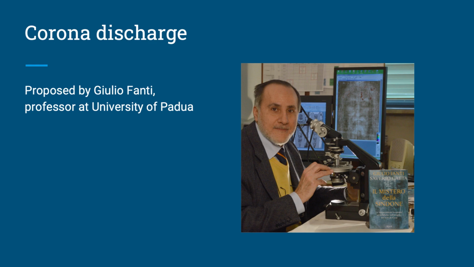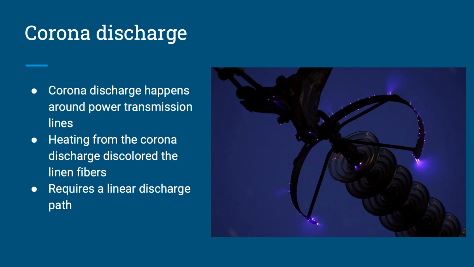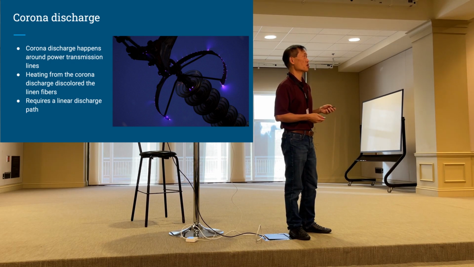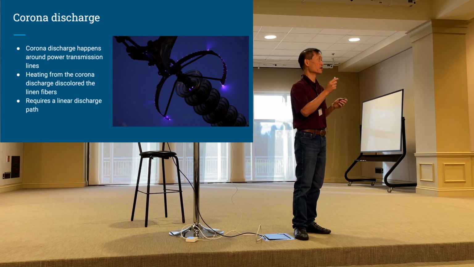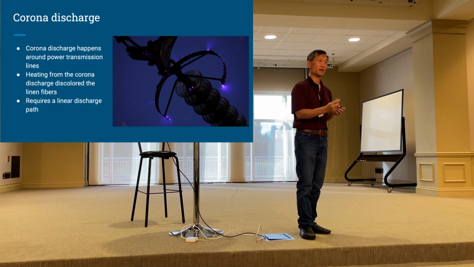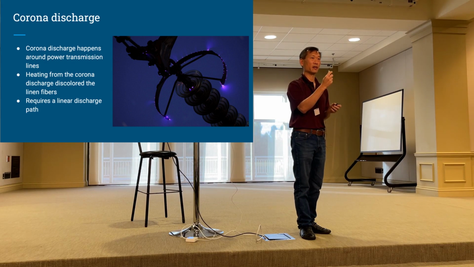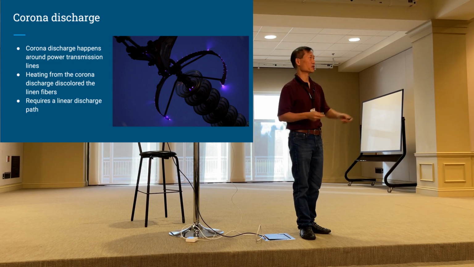The corona discharge is proposed by Giulio Fanti. And it's similar to the neutron radiation, except he uses corona discharge. And you see the corona discharge around power transmission lines. And so the heat from the corona discharge discolored the linen fibers. In the same way, he proposes there was some sort of linear path that the corona discharge took, unlike typical corona discharge.